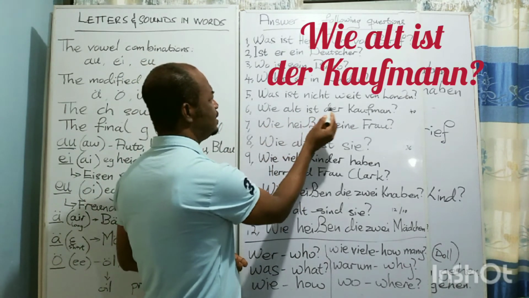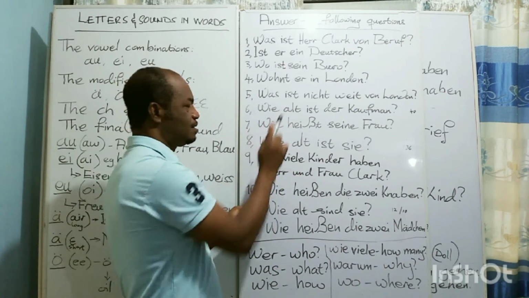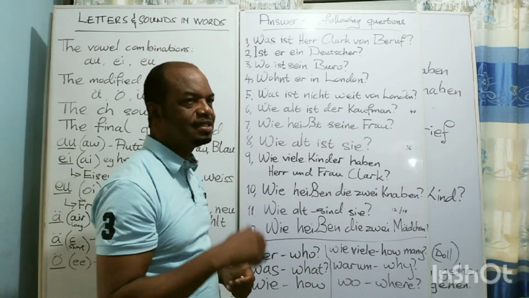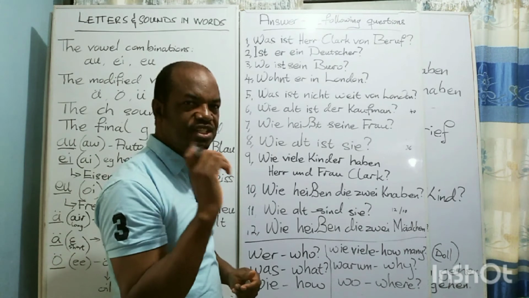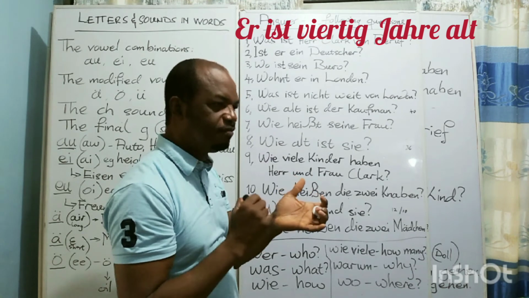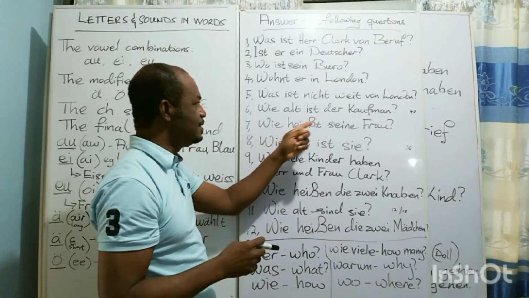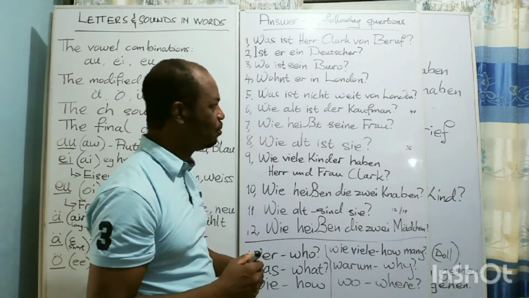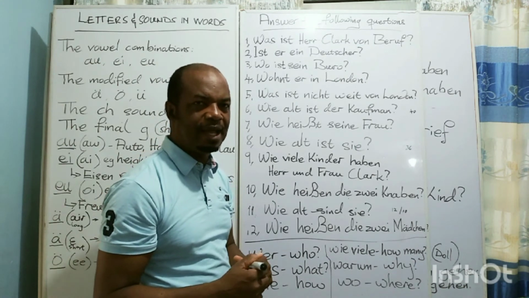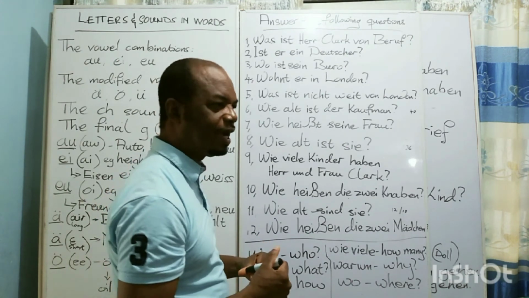Wie alt ist der Kaufmann? How old? Wie alt? How old is the businessman? In the passage, the answer is er ist 40 Jahre alt. So you write it. He is 40 years old. Wie heißt seine Frau? What is the name of his wife? Seine Frau heißt Helen Clark. Seine Frau heißt Helen Clark.